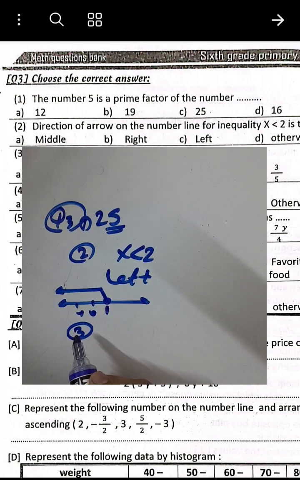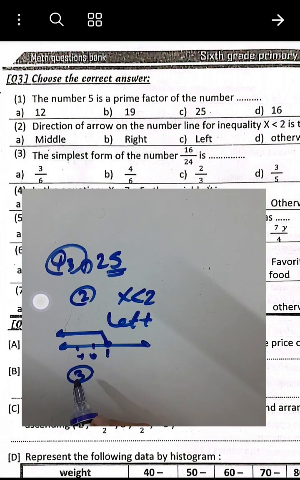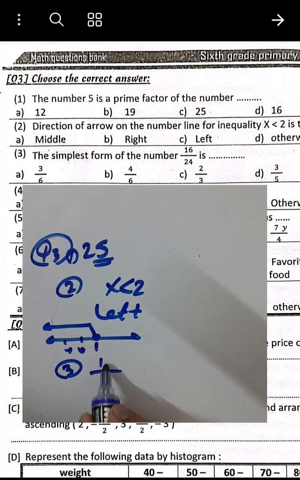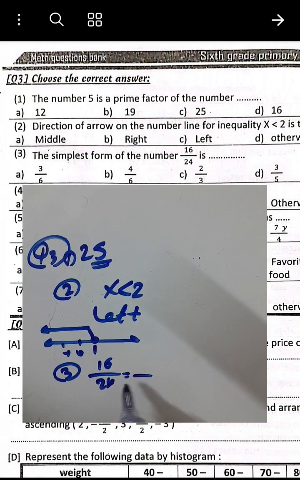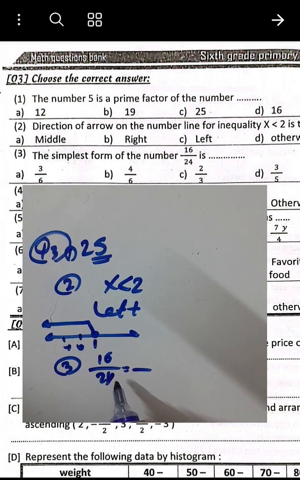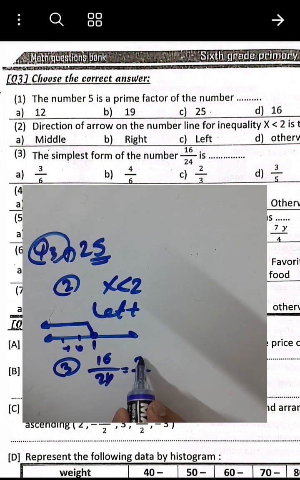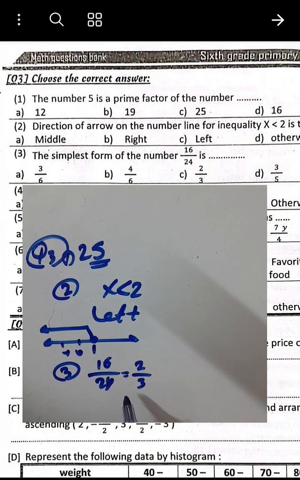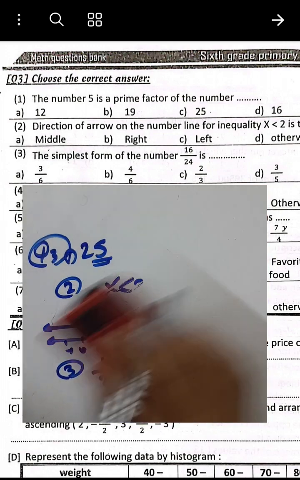Question number 3. The simplest form of the number 16 over 24, divided by 8. 16 divided by 8 will be 2, and 24 divided by 8 will be 3. The result will be 2 over 3. Simplest form.